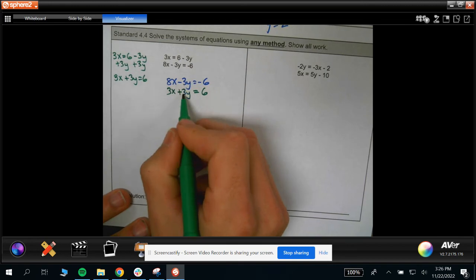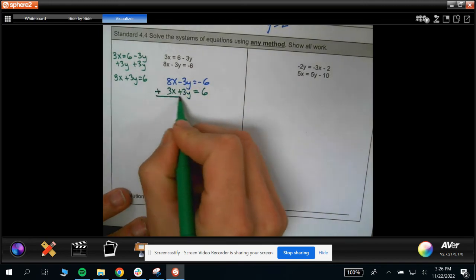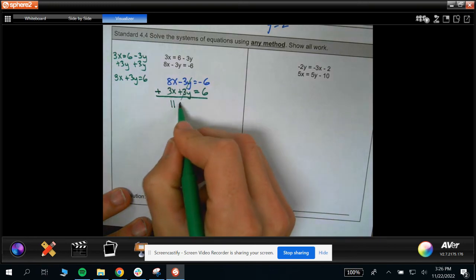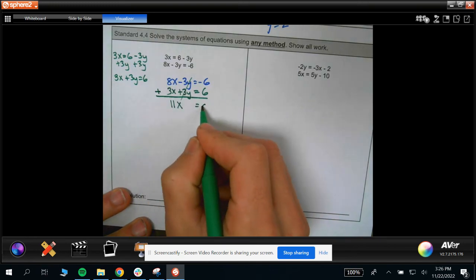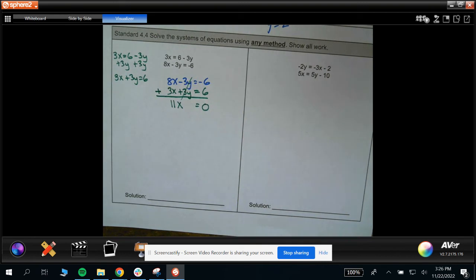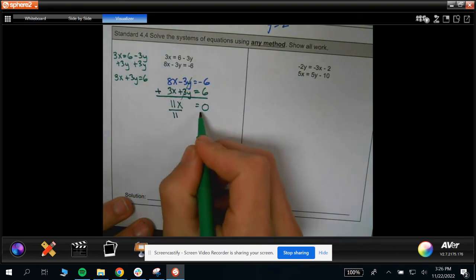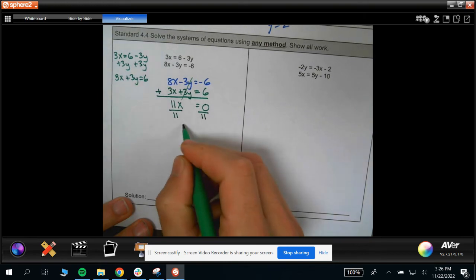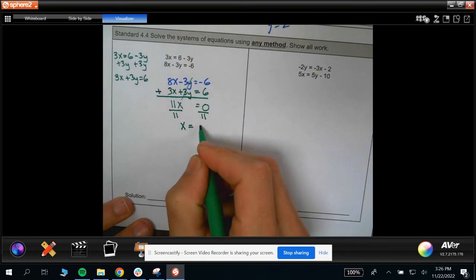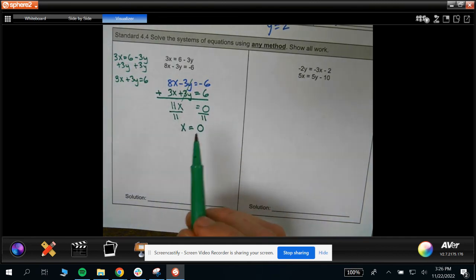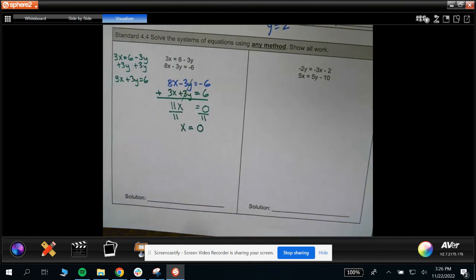Well, I see a negative 3 and a positive 3. So if I add them together, they cancel. 8x plus 3x is 11x. Negative 6 plus 6 is 0. Uh-oh, is this no solutions? No, be careful. You can solve this. 11 times x equals 0. Divide both sides by 11. Turns out x equals 0. It's not a false statement because x can be 0.